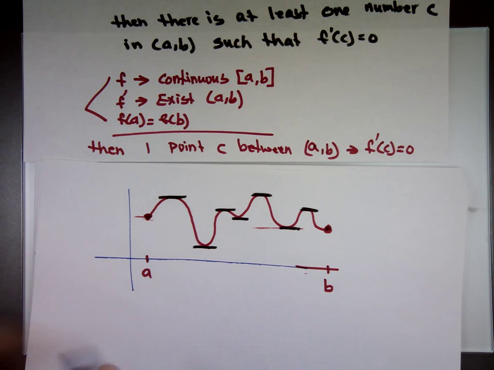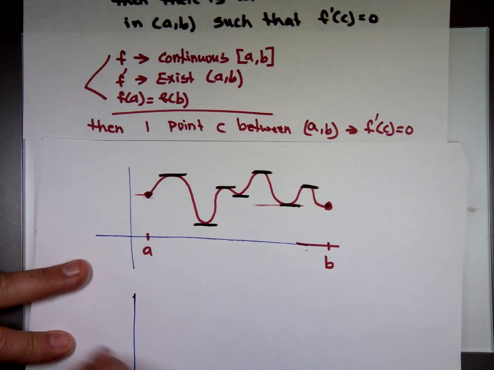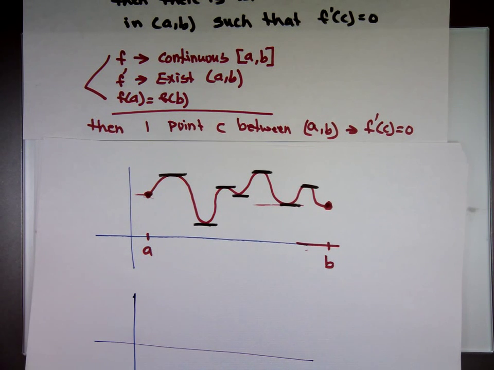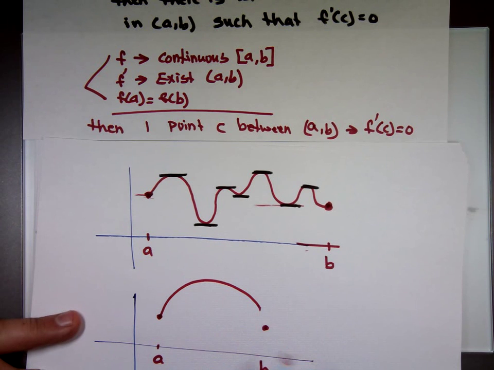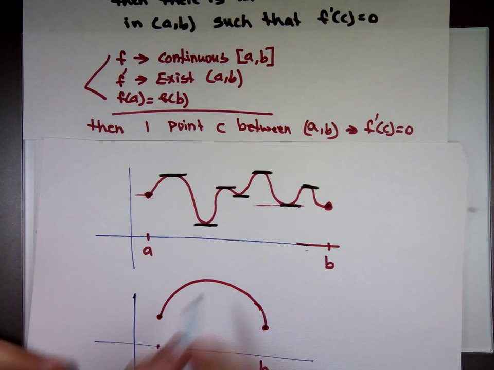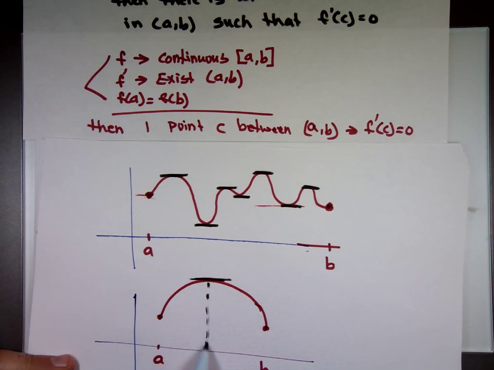You say, well, you drew it that way. I'm going to draw mine differently. So go ahead. So this is A, and this is B. Same height. And I'm going to graph them like this. Well, guess what? There's one point in between where the derivative is 0. Where's that point? Right here, between A and B.